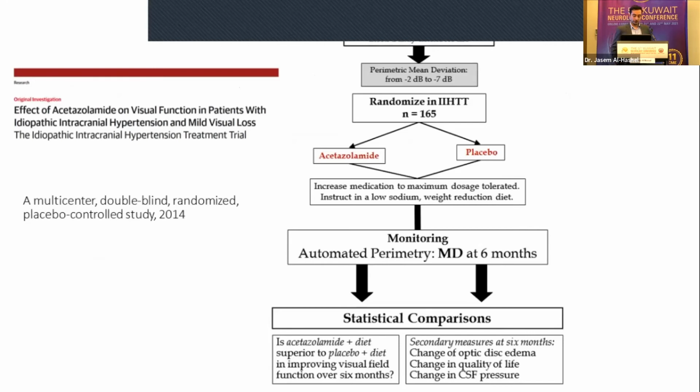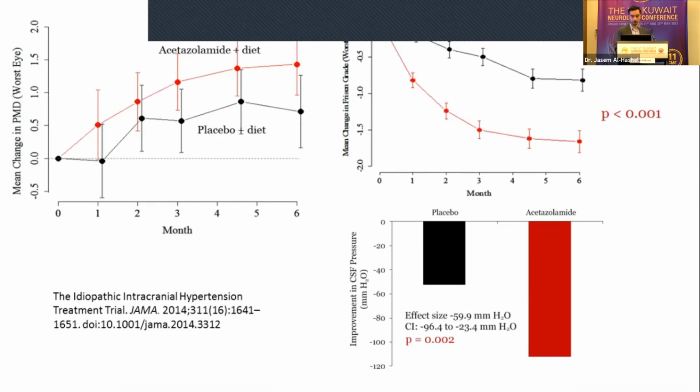did show improvements. This was done in 2014. It's a multi-center, double-blind, randomized, placebo-controlled trial where patients were randomized to acetazolamide or placebo plus weight loss. So both did the weight loss program. The primary outcome was perimetry, so visual field function, and the secondary outcomes were disc edema, quality of life, headache, and CSF pressure. Many patients did not agree to a second LP, but some did.